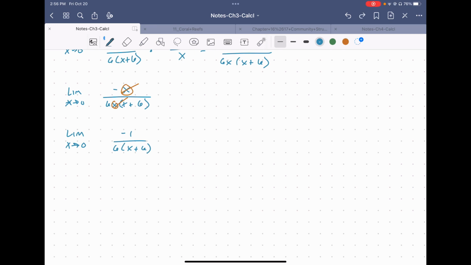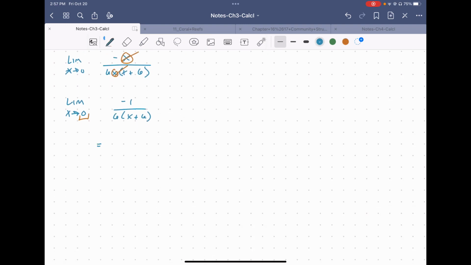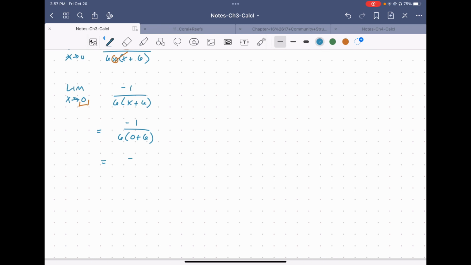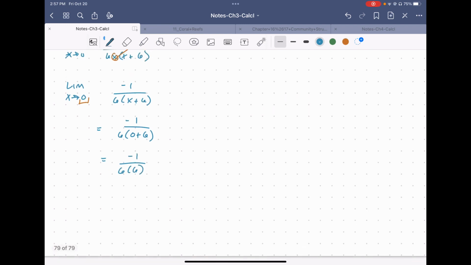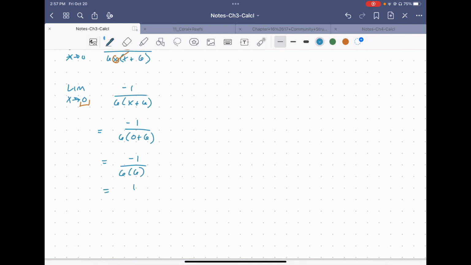So we're going to go ahead and plug in our x value, which is this 0 right there. And at this point, you do not rewrite your limit on the left side of the problem because we're already plugging in. So we have negative 1 over 6 times 0 plus 6, and that gives us negative 1 over 6 times 6, which would equal negative 1 over 36. And that is the final answer for this problem.